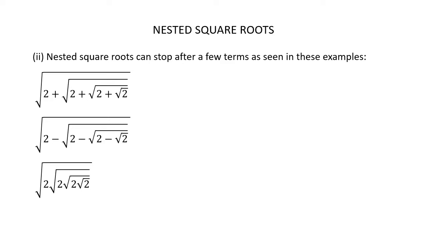One more example is root 2 minus root 2 minus root 2 minus root 2. Here, the square roots stop after four terms. Here, the square roots are subtracted four times. Another example is root 2 multiplied by root 2, multiplied by root 2, multiplied by root 2. Here also the square roots stop after four terms. Here the square roots are multiplied four times.